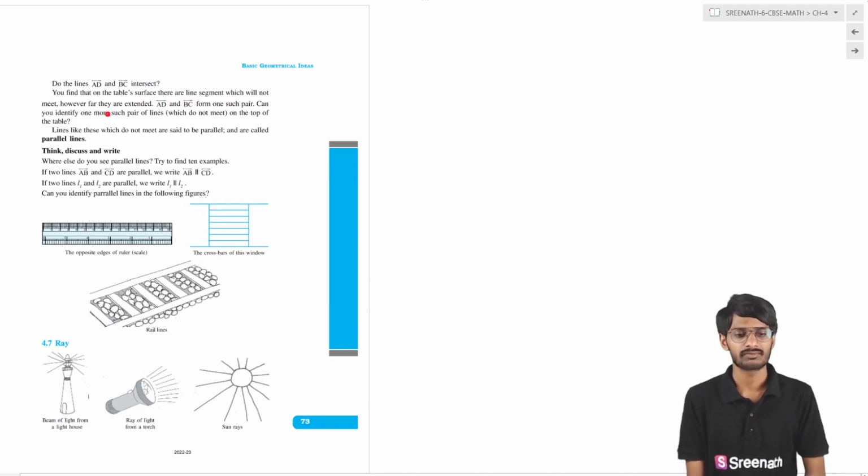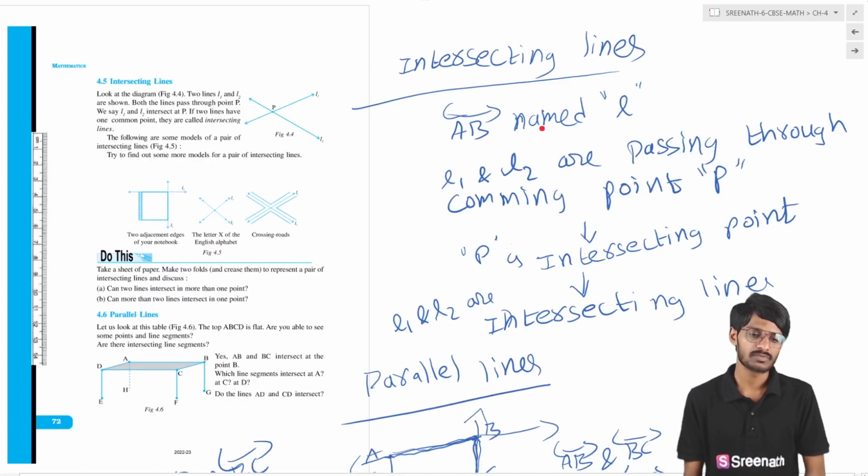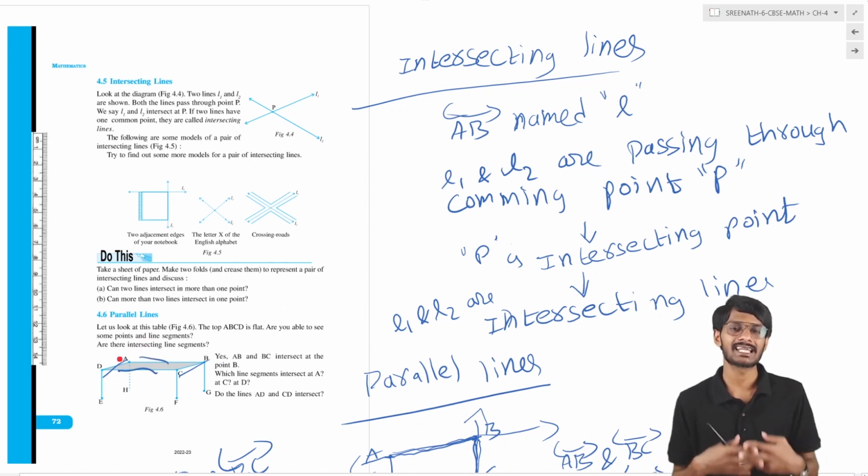However far they are extended, AD and BC form one such pair. Can you define one more such pair of lines on the top of the table? If you observe, AB and DC is one pair of parallel lines, and AD and BC is another pair of parallel lines. So these two are the parallel lines, students. These line segments are not intersecting at any point, so we call them parallel line segments.